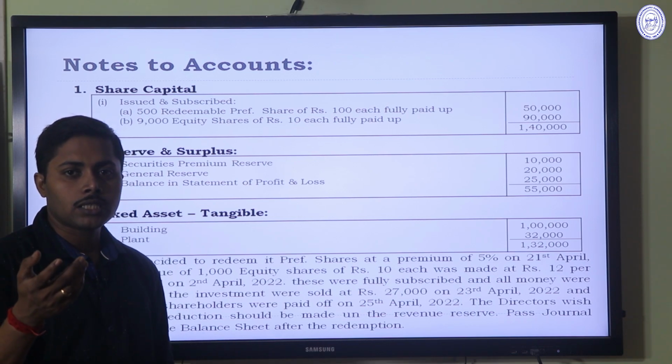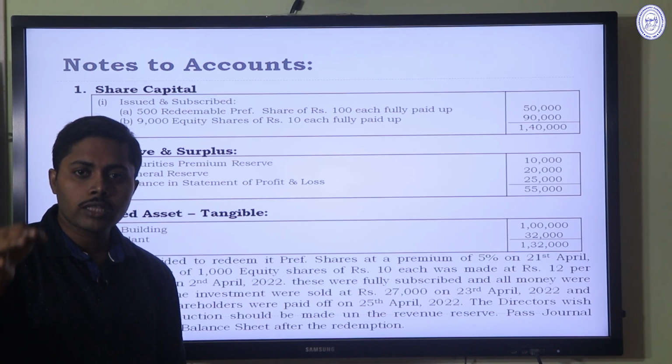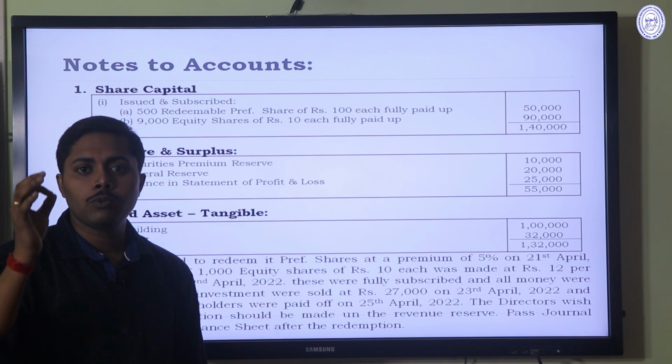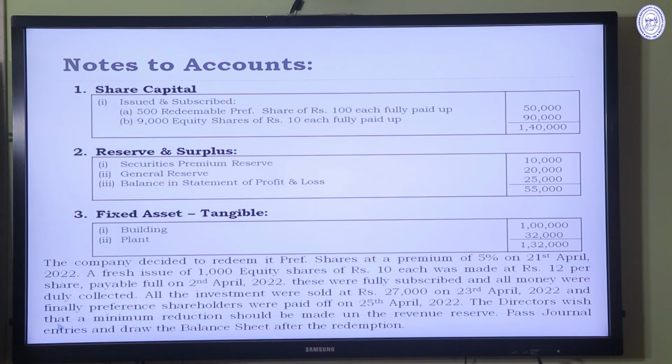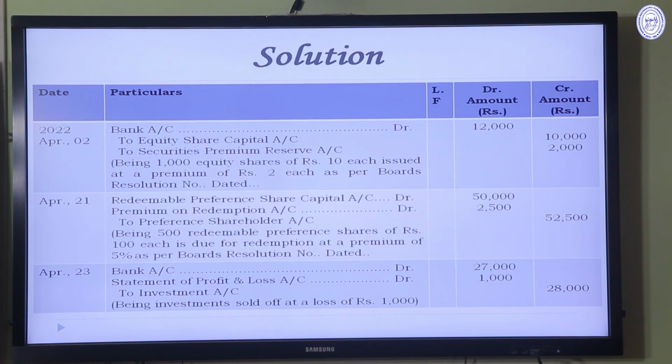Now, this is my suggestion, you just draw the sum in your copy and that will be very easy for you to understand later on. Okay. You just copy the entire sum on your paper and in your copy, and after that you just carry on the solution. Now, this is the solution. First, it is according to the dates.